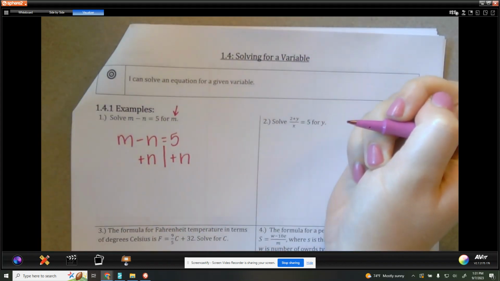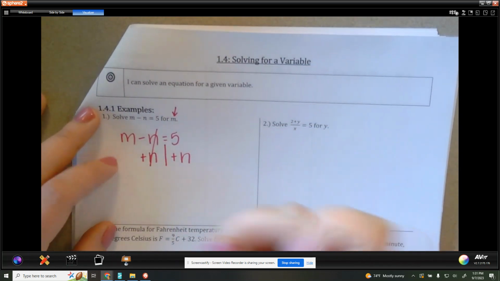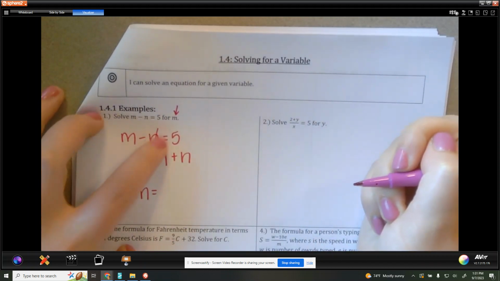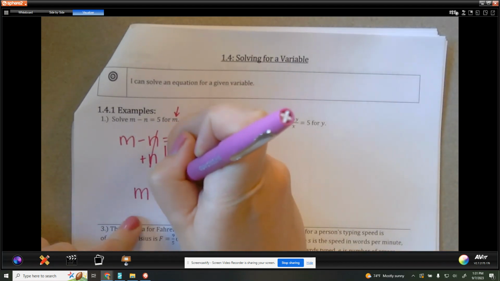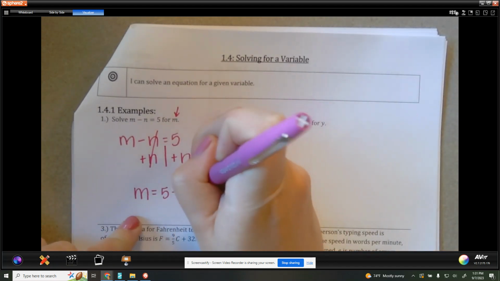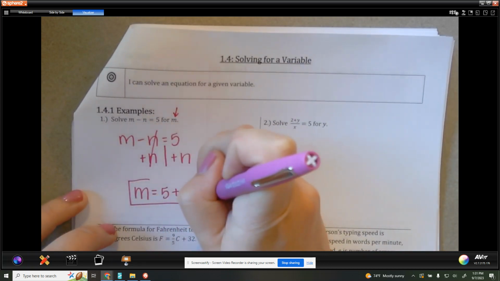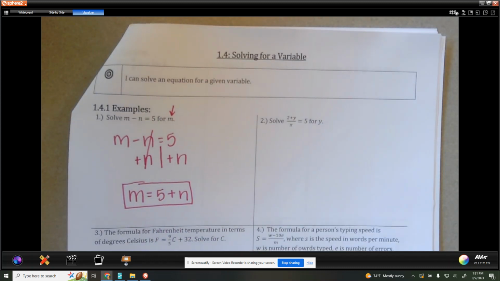Now we can't combine anything. In a lot of ways this is easier because we don't have to do any math, actually. We're just rewriting stuff. So m is all by itself, the n's are gone, and I've got my equal sign in line. Then I'm just going to rewrite 5 plus n because I don't know what n is, and that's all we can do. We have m solved for. m is equal to 5 plus whatever n is. We don't know, but we have solved for m. It's all alone on one side of the equal sign, and that's it.